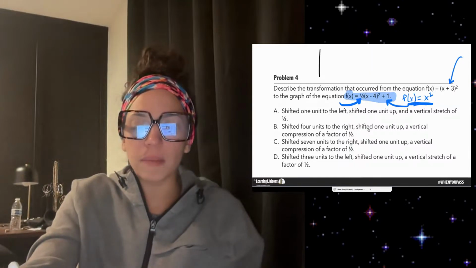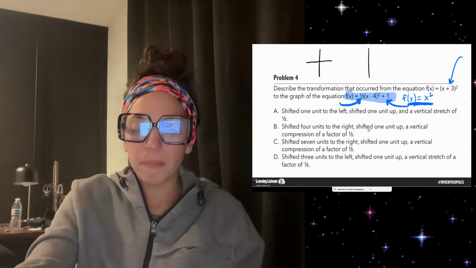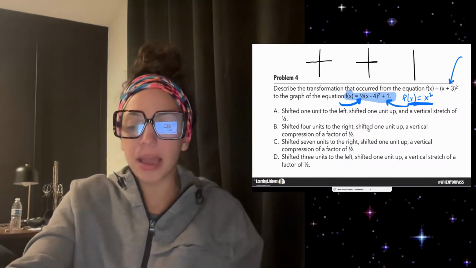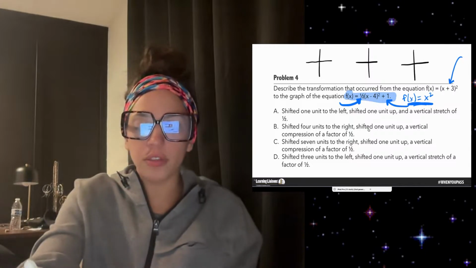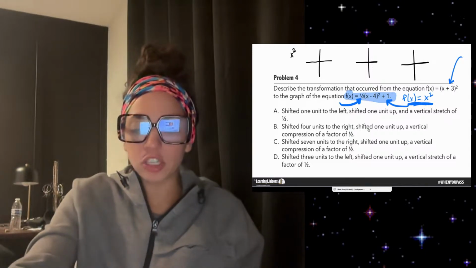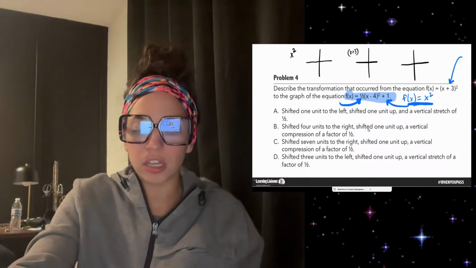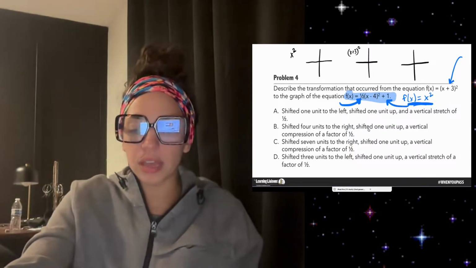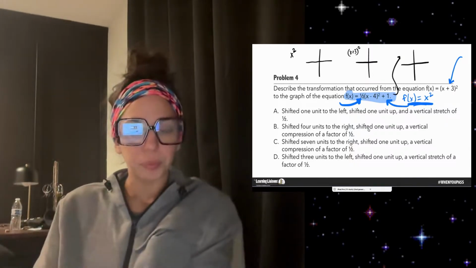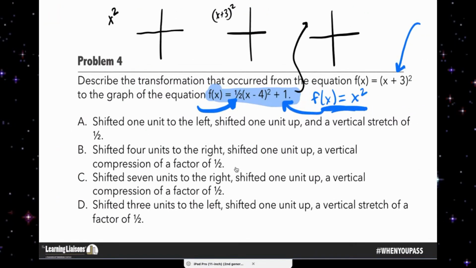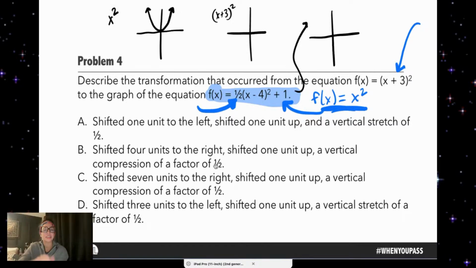So if I look at my original, my OG, and my new, let's call this x squared. Let's call this (x plus 3) squared. And let's call this the blue equation. So if I have my x squared graph, I know just because I'm taking the 6 through 12 test, I'm going to have my parent functions in my head. This is what my parent function looks like. It's a parabola centered around the origin.